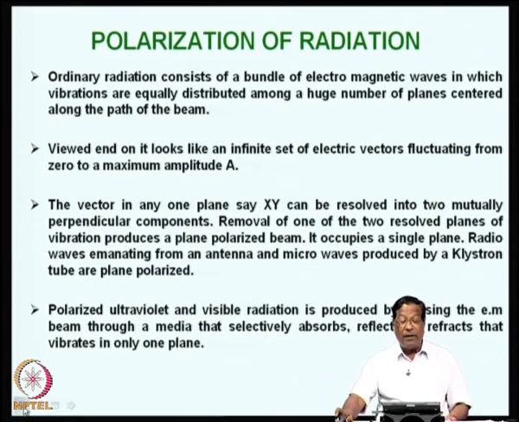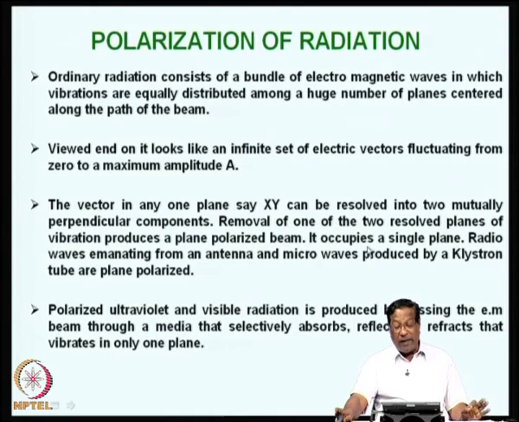Ordinary radiation consists of a bundle of electromagnetic waves in which vibrations are equally distributed among a huge number of planes centered along the light path of the beam. Viewed end on, it looks like an infinite set of electric vectors fluctuating from 0 to a maximum amplitude A. The vector in any one plane, say xy, can be resolved into two mutually perpendicular components, which we have already seen when we started studying electromagnetic radiation. Removal of one of the two resolved planes of vibration produces a plane polarized beam.